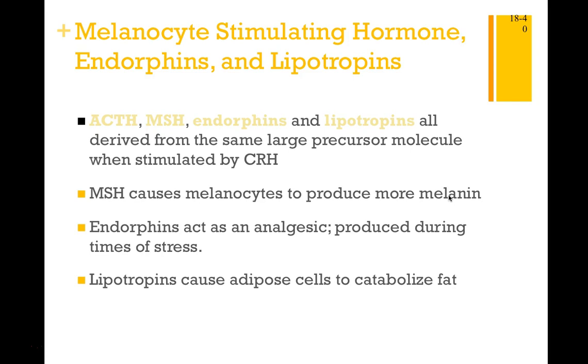What these hormones are responsible for will be different. So our melanocyte stimulating hormone will cause the melanocytes within our skin to produce more melanin. Our endorphins, which you may have heard of being released during exercise, can serve as an analgesic and will be produced during times of stress, like exercising. And our lipotropins are going to cause our adipocytes to catabolize fat.